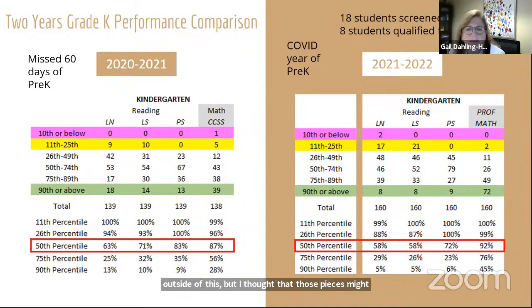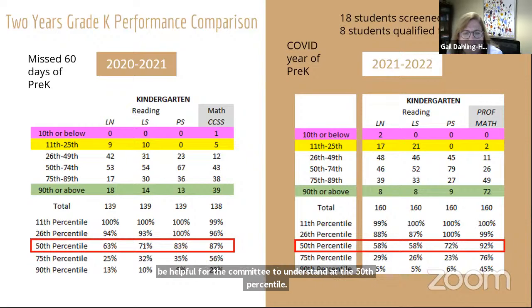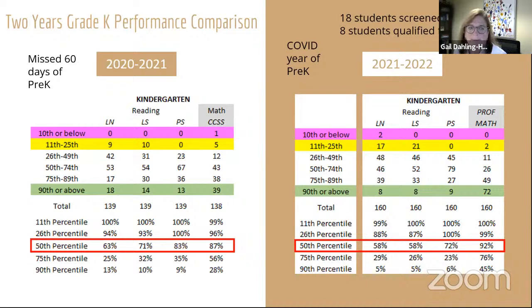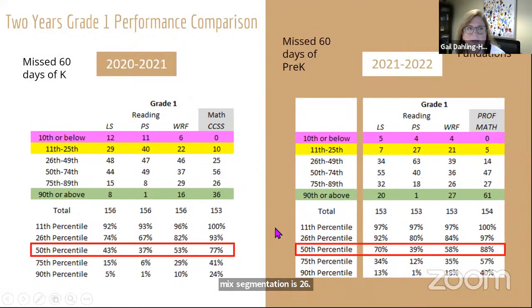At the 50th percentile, just to give you some context compared to the last slide, for students to score at the 50th percentile in letter names, they need 42 correct. Now remember, that's a mix of upper and lowercase letters. That's why it's 42. Letter sounds is 23, and phonemic segmentation is 26. I'm going to move on to the next slide.